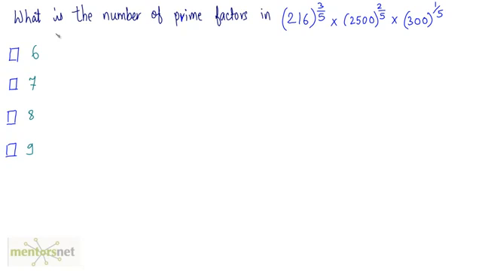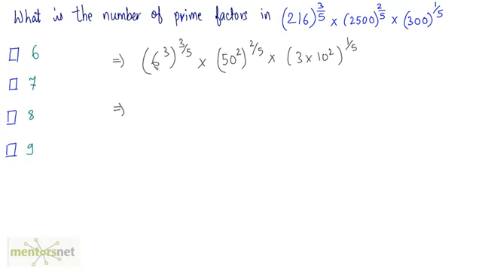Now time for the final question. What is the number of prime factors in this expression? Well, let us express all of these numbers as a product of their prime factors. So I can write 216 as 6 cube. 6 cube is 216. So 6 cube raised to 3 by 5 times 2500 is 50 square. So 50 square raised to 2 by 5 times 300 is 3 times 10 square. So it is 3 times 10 square raised to 1 by 5.